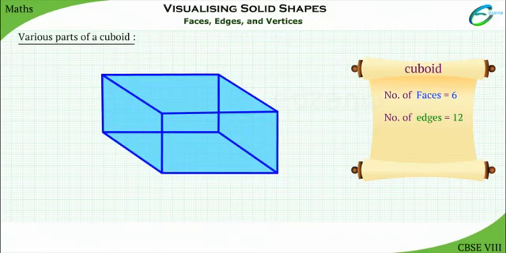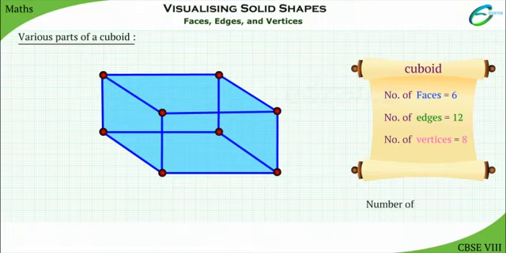Observe the number of vertices of a cuboid. 1, 2, 3, 4, 5, 6, 7, 8. The number of vertices of the cuboid is 8. We denote the number of vertices with the capital letter V.